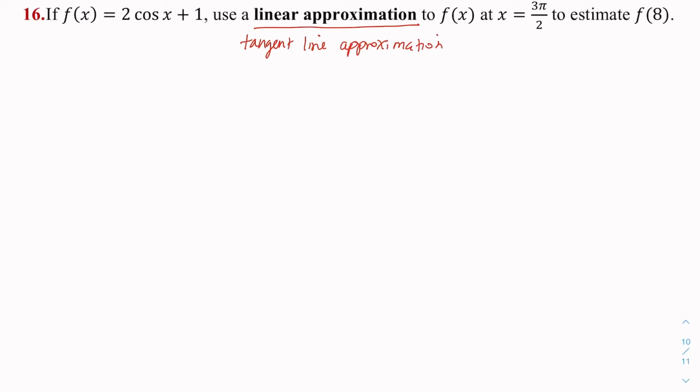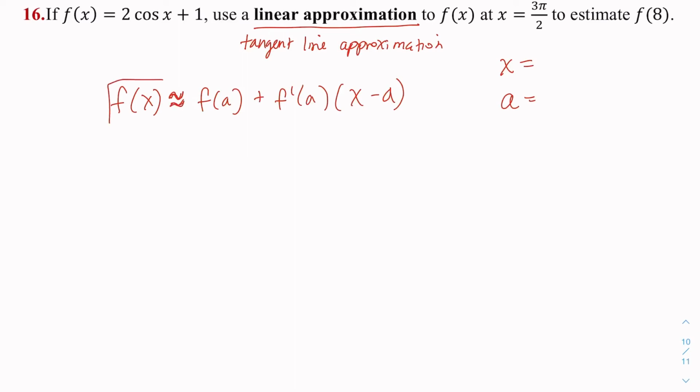So the key here is to identify x and a correctly, because we're going to use our formula. So let's always write our formula first. But notice that the thing that we're estimating is labeled x. And here they want me to estimate f of 8. So 8 is actually my x value because it's the thing I'm trying to estimate. Plug it in here. And we're using this guy to estimate f of 8. So this is my a. You'll always use a to estimate x.